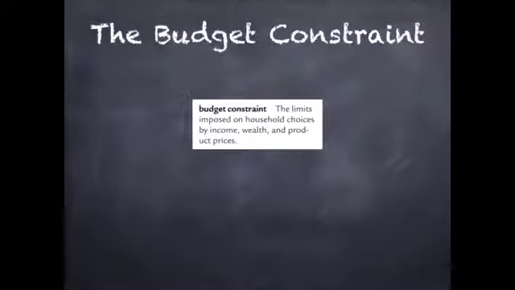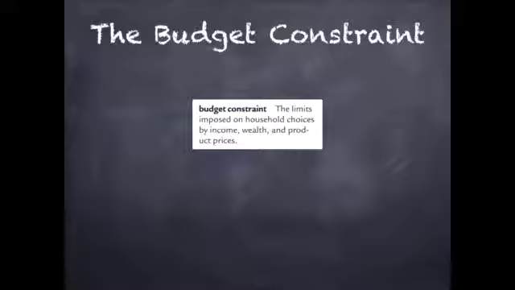So the budget constraint, just remember that it's the limit that's imposed upon a household's choice or the individual's choices. Obviously, if we had unlimited income or unlimited resources, we would buy as much as we possibly can. But that doesn't occur for most of us. Most of us have a limit on our income, so we only have a certain amount of income that we can spend. And this limits us to what we can choose.